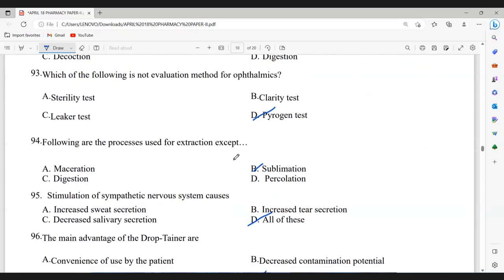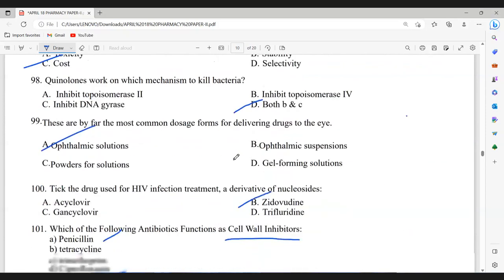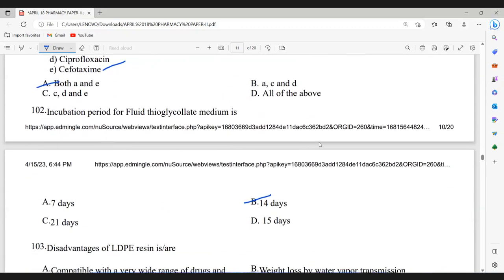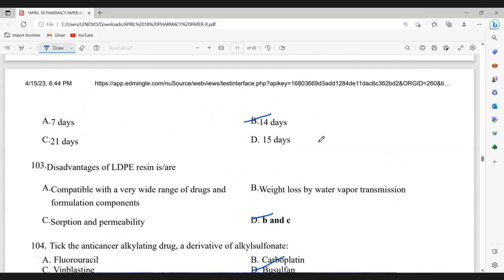I'll share that tabular column with you. I'll give you one confirmation.